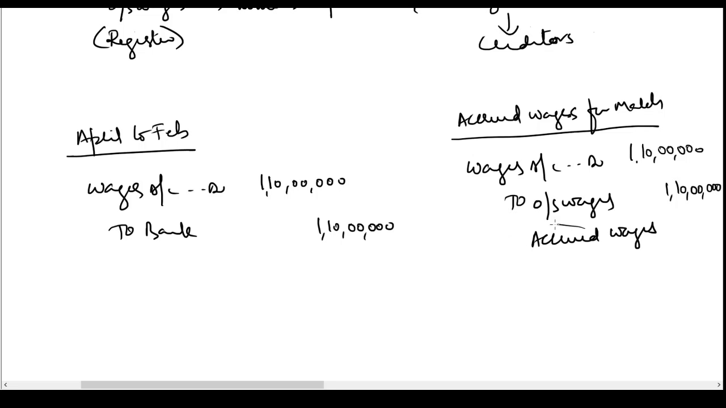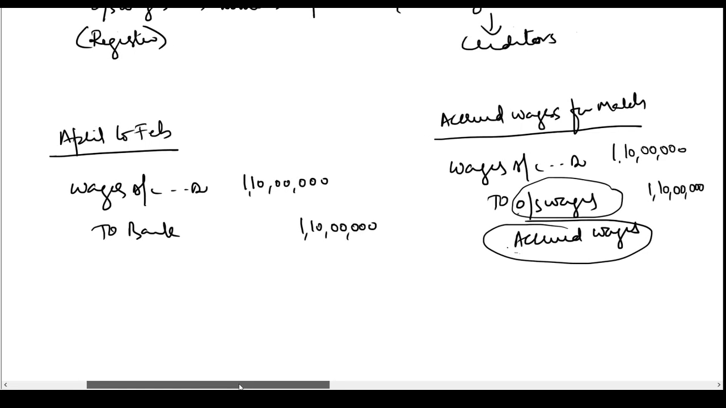You should actually use the word accrued wages. Even if you write outstanding wages, it is not a crime, but actually we should write accrued wages. It will become outstanding wages on 10th of April. If it is not paid, then we should call it outstanding wages. So till the time it is not due, we should use the term accrued wages. After it becomes due and it is still not paid, then it becomes outstanding wages. Accounting is the same. Whether you use outstanding wages or accrued wages, it is not going to make any difference.